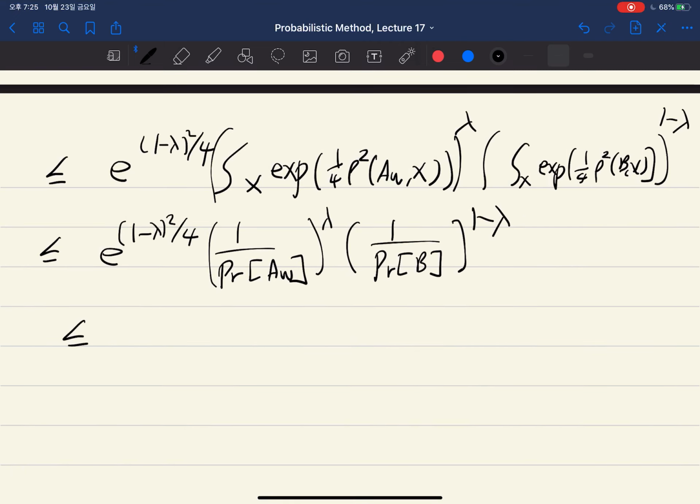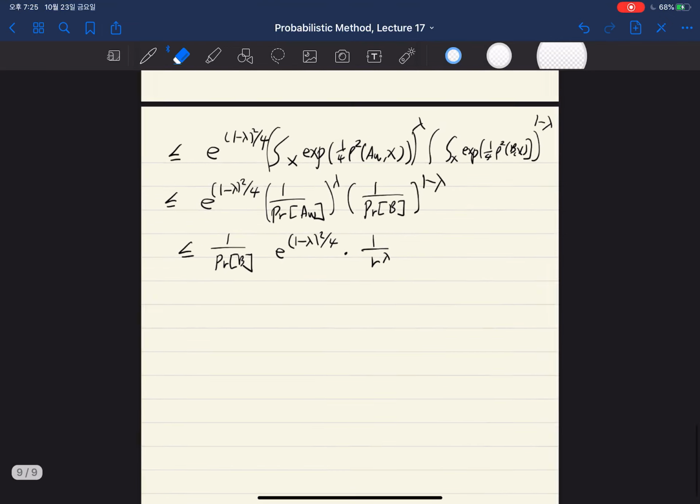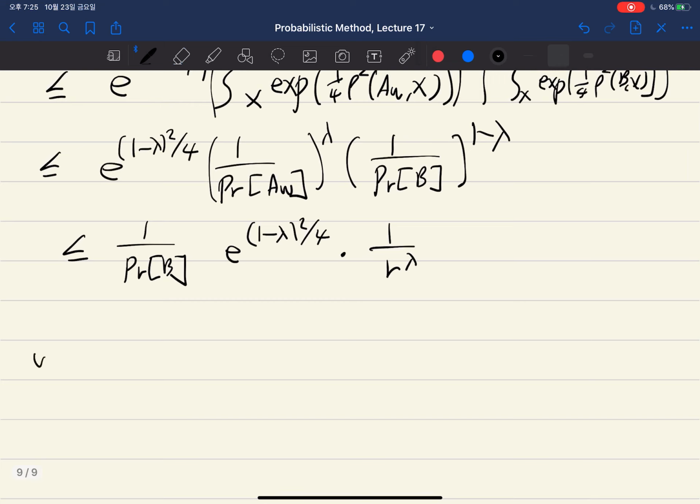And let's just write it this way. Times, say, 1 over r to the lambda, where r is the ratio between AW and B. So AW is a subset of B. That's obvious from its definition. So this is something at most 1.